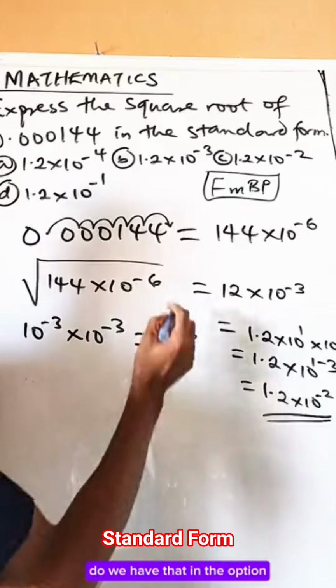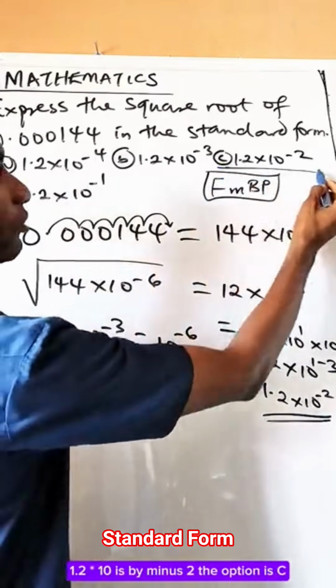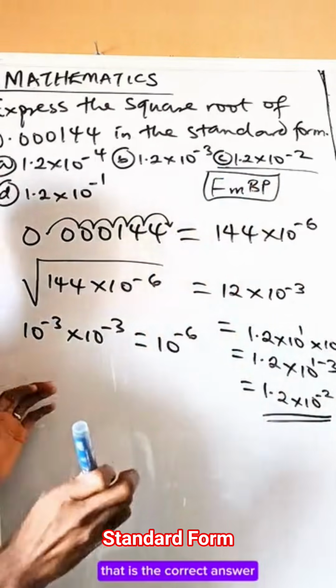Do we have that in the option? 1.2 times 10 raised to the power minus 2. The option is C. That is the correct answer.